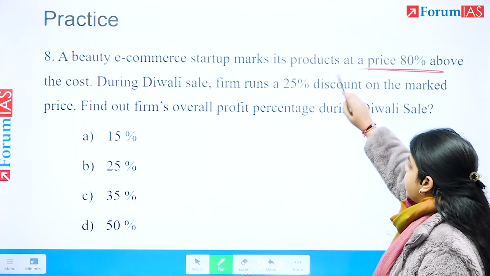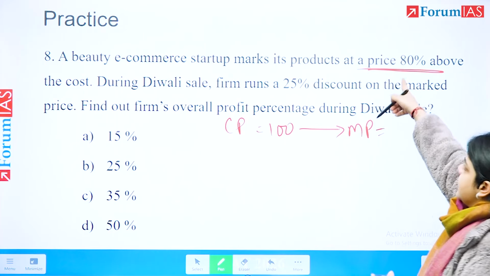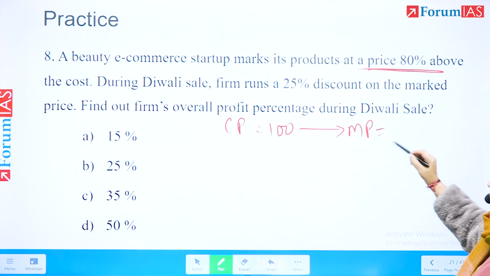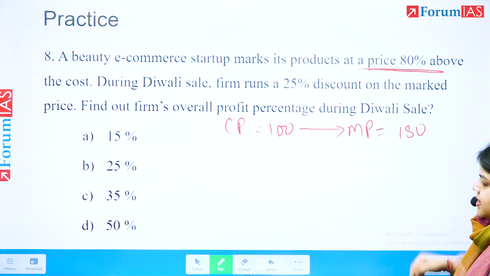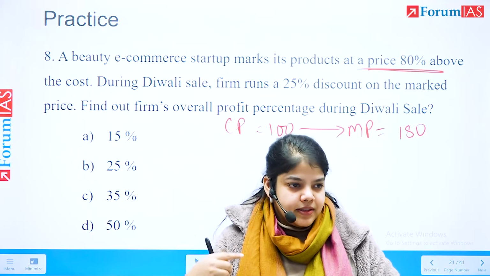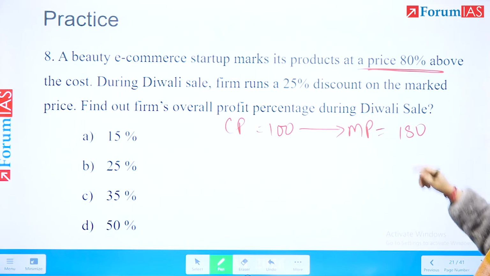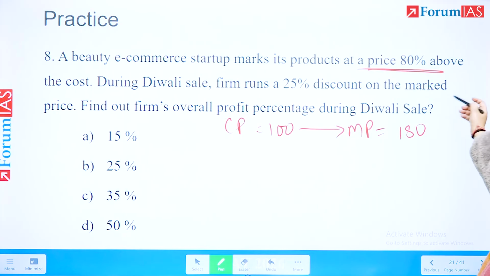See, in such questions, it's easier to calculate. Cost price comes in the denominator. It's easier to assume your cost price as 100. If cost price is 100, you know your mark price. Price of 80% above the cost, 180, direct. जैसे जैसे question पढ़ेंगे, we should start solving it as we are reading. So a beauty e-commerce startup marks its products at a price 80% above, mark price 180.